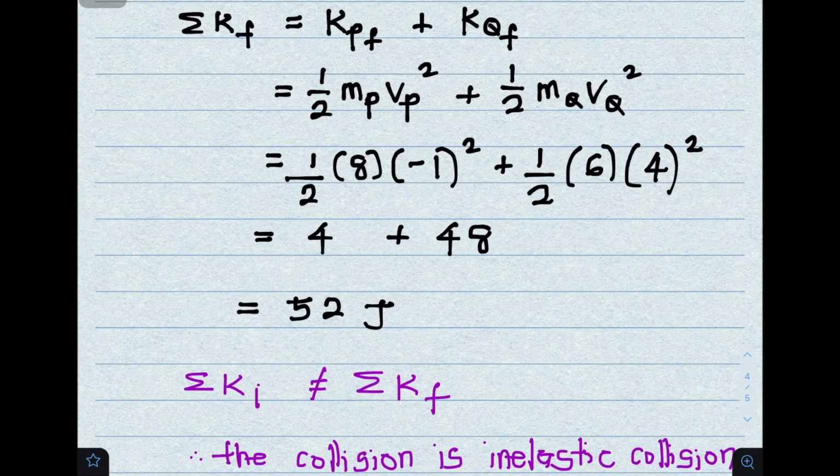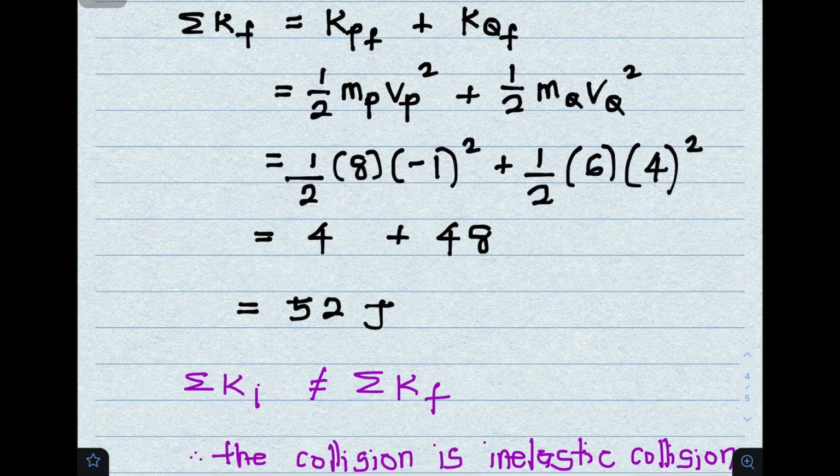Next, we are going to calculate the final kinetic energy for the system. You will get the final kinetic energy for object P plus the final kinetic energy for object Q. Again, we apply the formula for kinetic energy, which is half mPvP squared plus half mQvQ squared. Please substitute all the values given inside the equation. Therefore, you get the final kinetic energy is 52 joule.